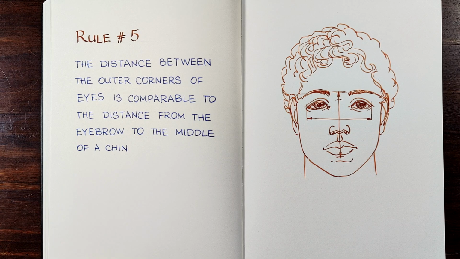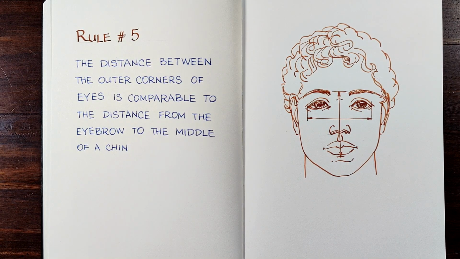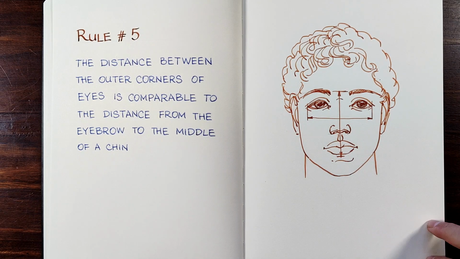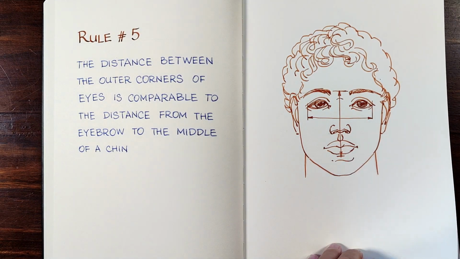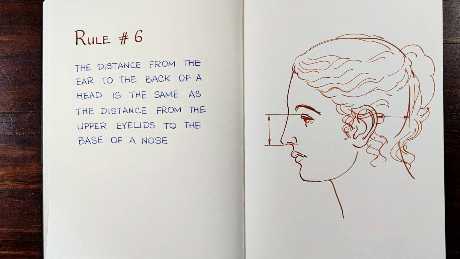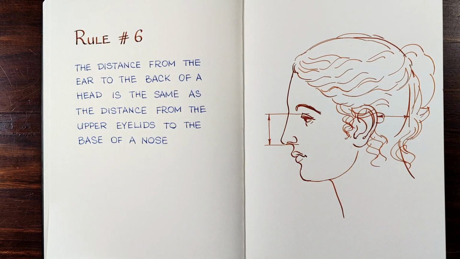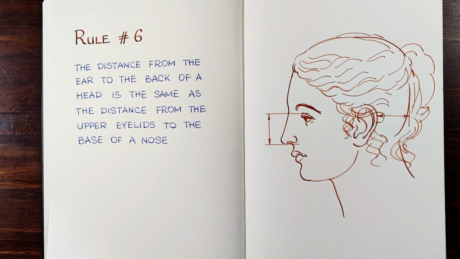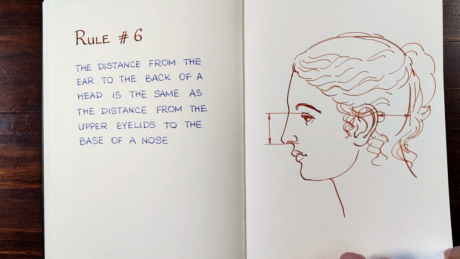Rule number 5. The distance between the outer corners of eyes is comparable to the distance from the eyebrow to the middle of the chin. Rule number 6. The distance from the ear to the back of a head is the same as the distance from the upper eyelids to the base of a nose.